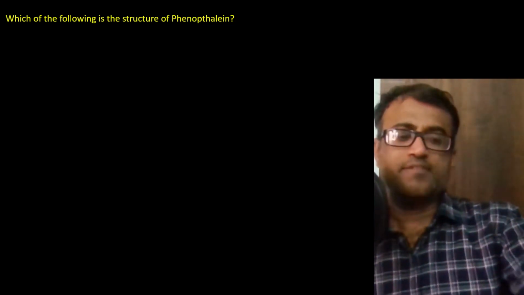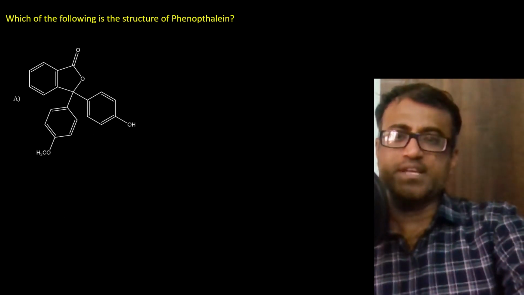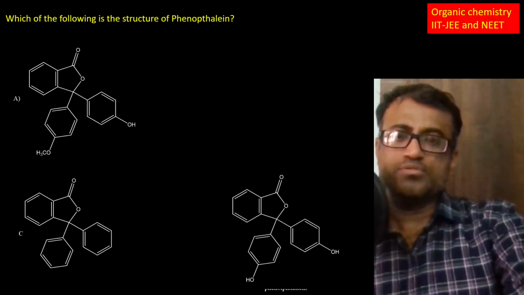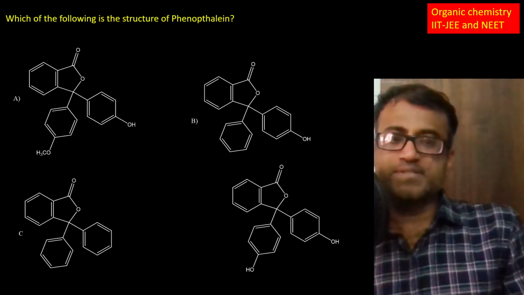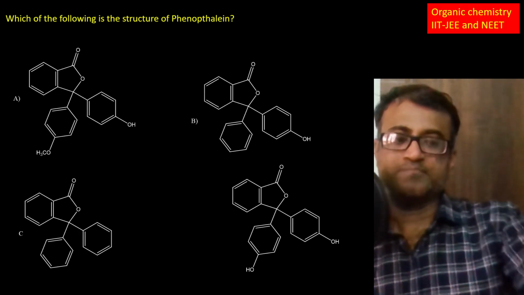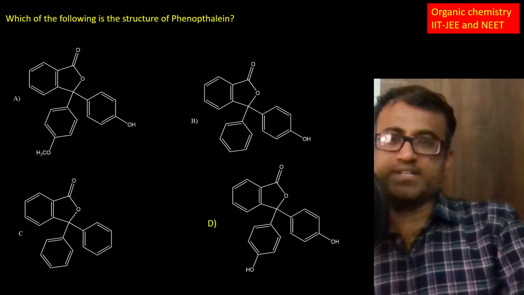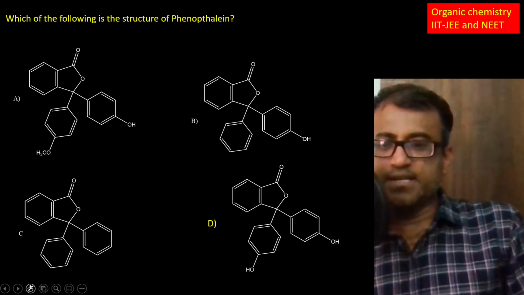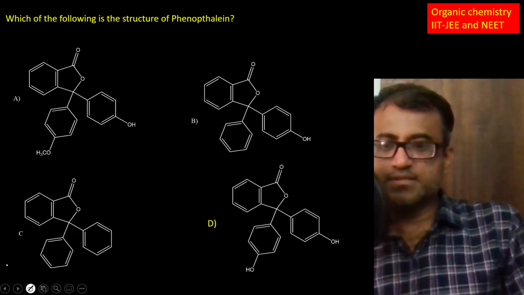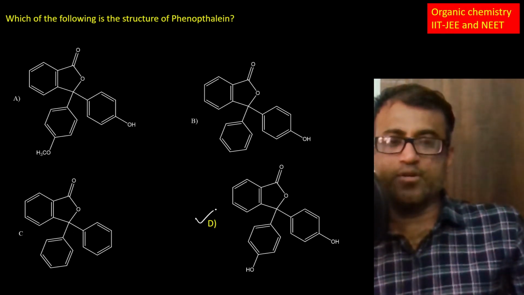You will find four answer options on the screen. So friends, you have to choose the correct one. Which of the following is the correct structure of phenolphthalein? Yes friends, answer option D. Answer option D is the correct structure of phenolphthalein.